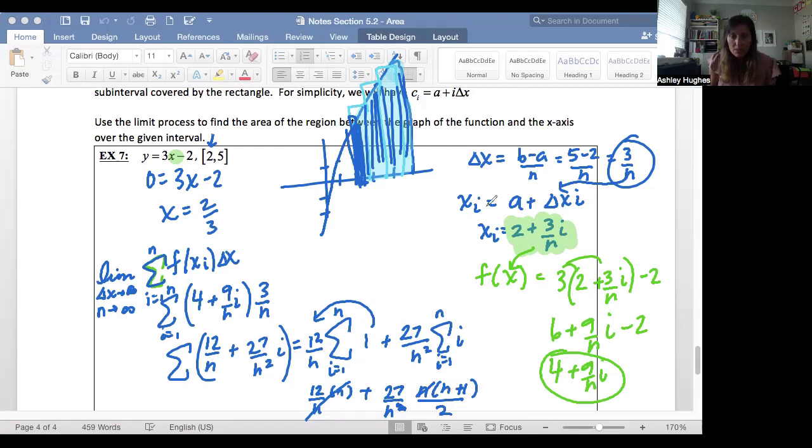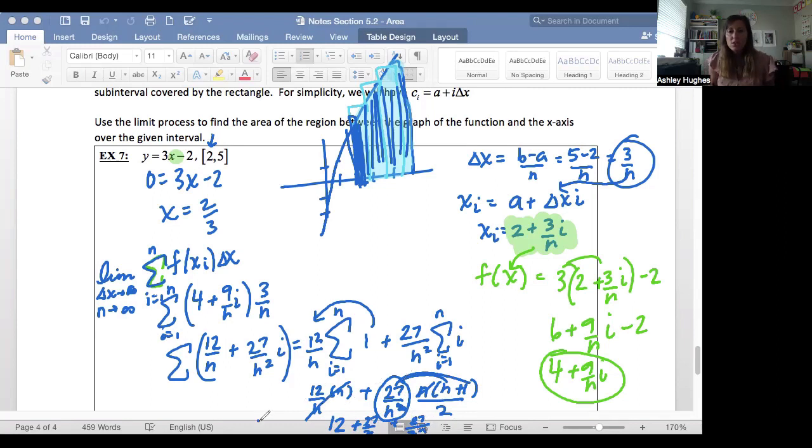And so then at this point, if I want to distribute, I have 12 plus 27 over n times n. So that is going to cancel. We're going to get 27 over 2. And then 27 over n times this 1. So we get 27 over 2n.